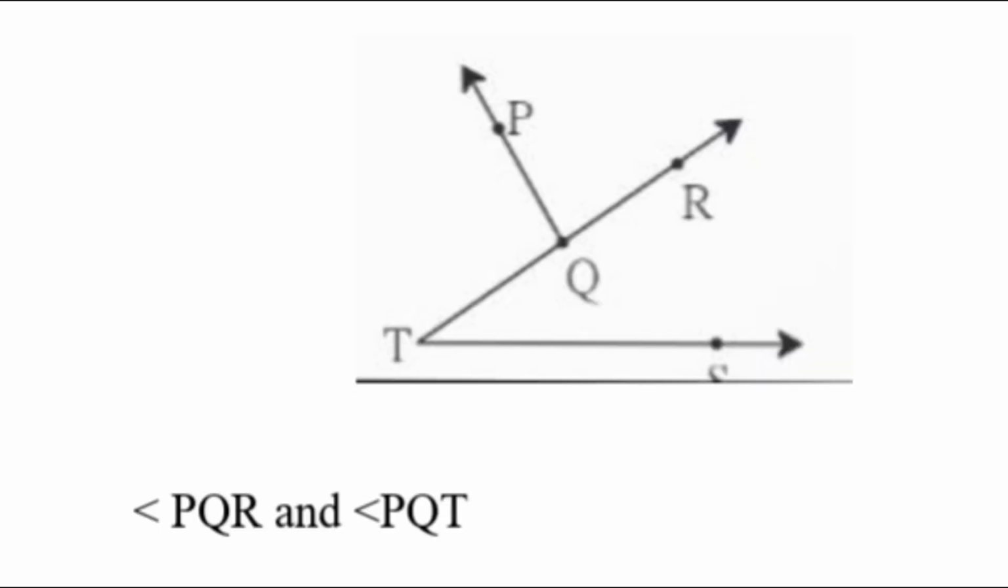Next diagram is this, in which we have to find the pair of adjacent angles. Again the same concept, common arm and common vertex. Here in this diagram, Q is the common vertex in the angles PQR and PQT, and PQ is the common arm. Therefore the pair of adjacent angles here we can find is angle PQR and angle PQT.